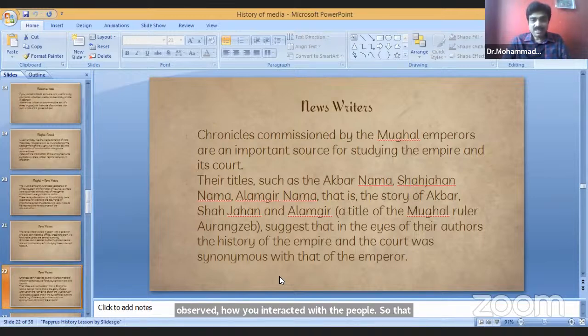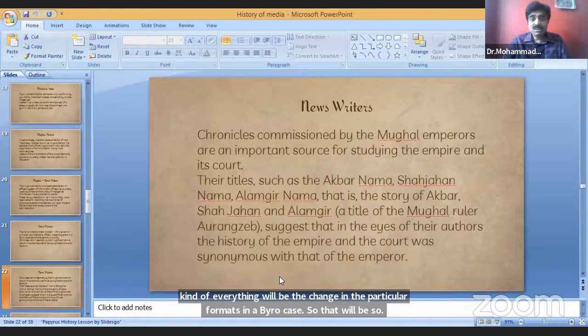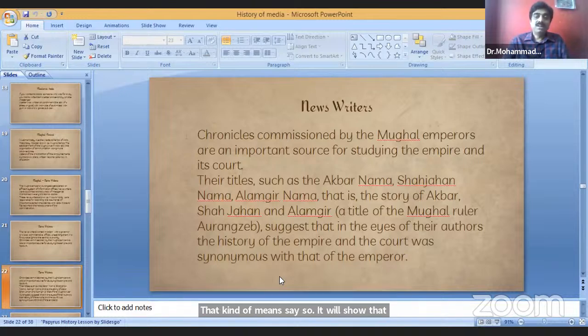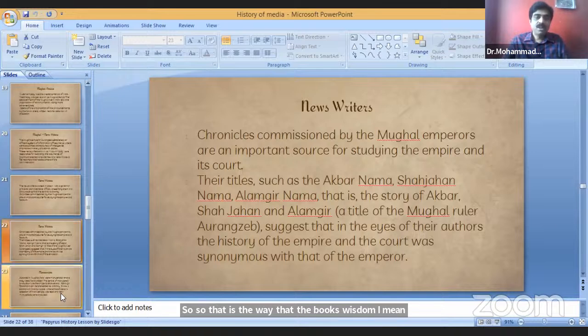So that is the Akbar Nama, Shah Jahan Nama, Alamgir Nama. That is the way the books were written during this period. They would give references to the next generation of people. That is the main importance. That is the way the newsletters, as well as the specific persons who were responsible to write the biography of the particular ruler at the particular time. So that's the kind of thing.